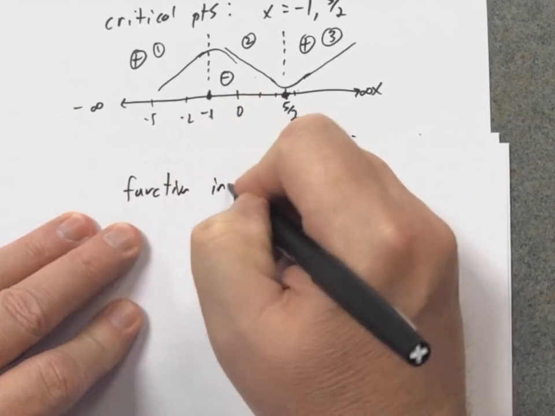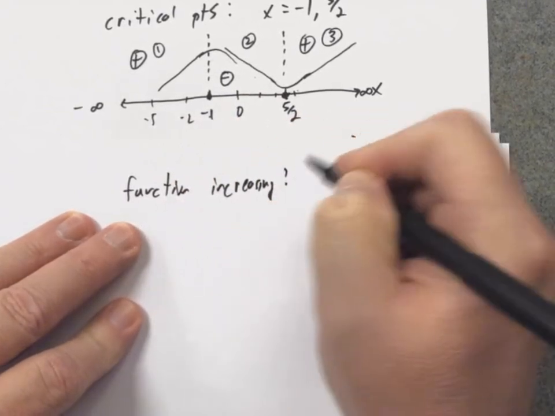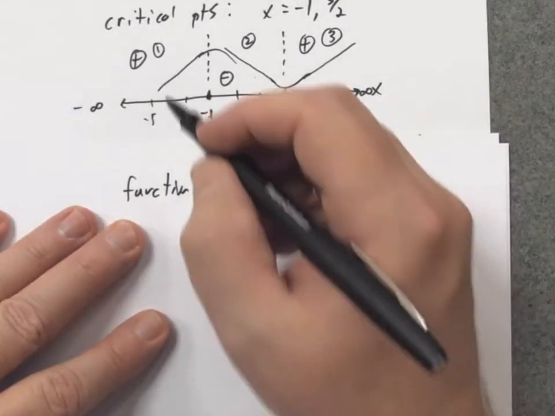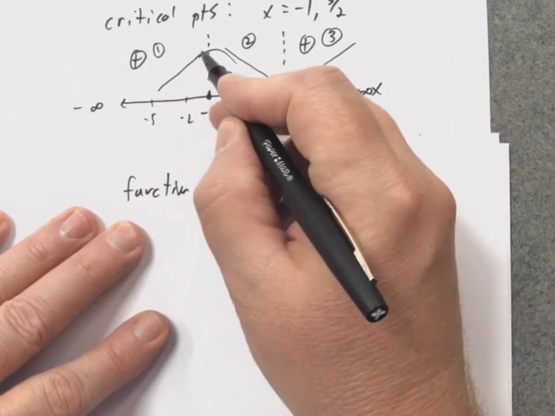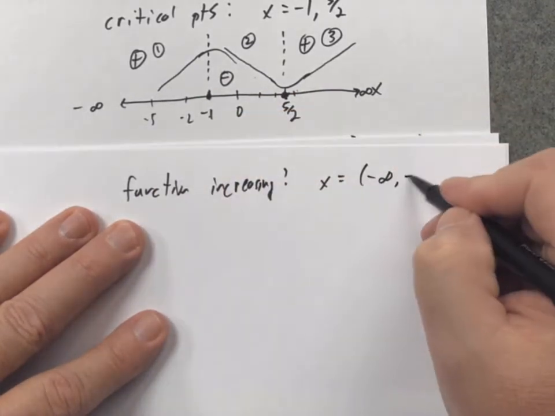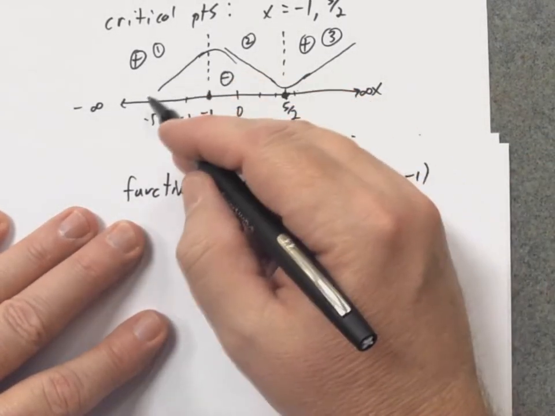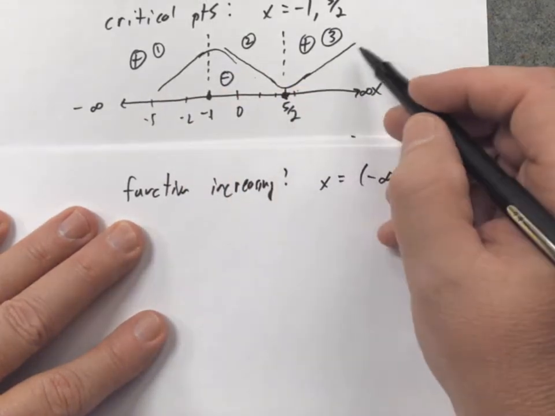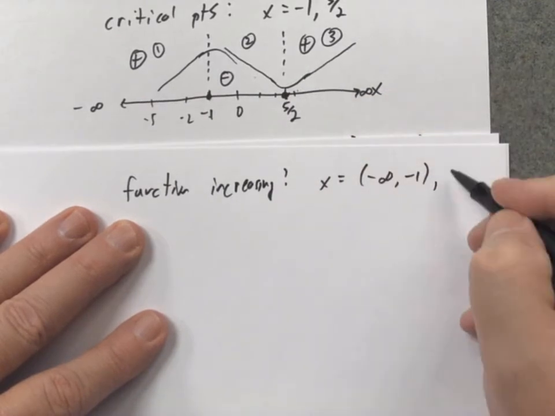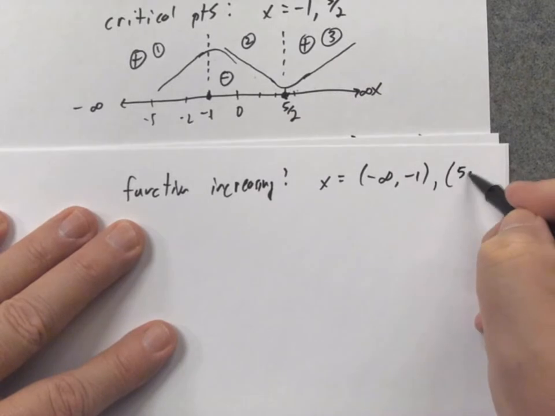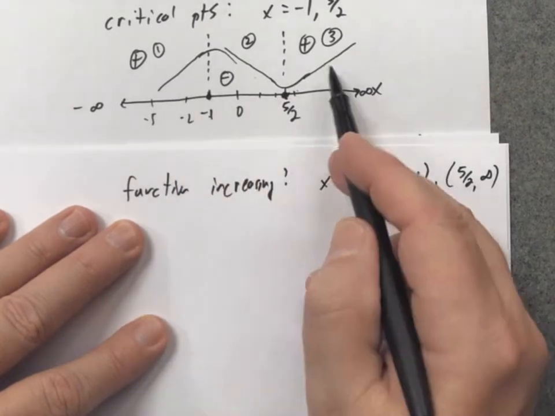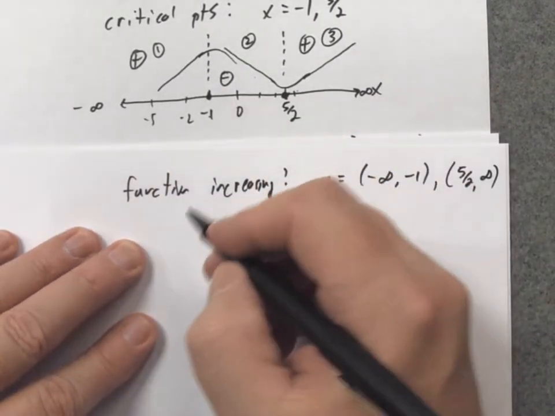So where's the function increasing? I'm going to write this as intervals. Region 1 is an increasing region, function's going up, and it goes from -infinity to -1. So this is an increasing region, but look at region 3, the function's also increasing there. So I have a second interval, which starts at 5/2, and it goes to infinity. So there are two regions where the function is increasing.